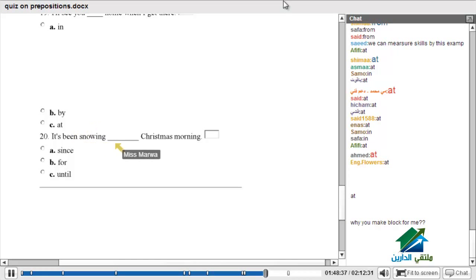It has been snowing since Christmas morning: for, since, or until? Number 20.